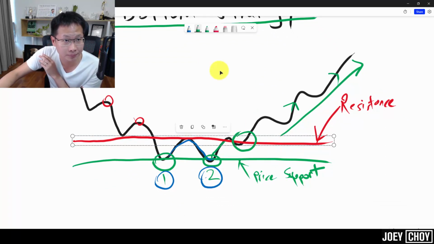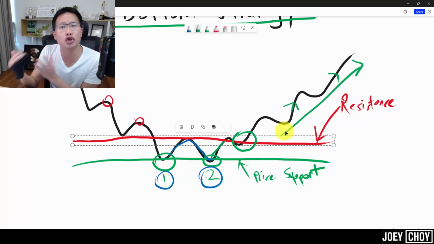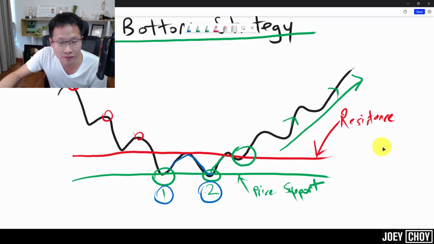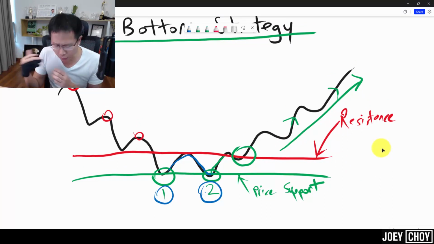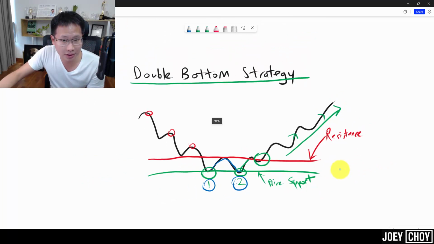Let me see if I can turn this to green. Oh, okay, cannot. So this is what we call a new support level, and if prices were to stay above it, great. That is where a potential trend reversal is in place. So this is what we call a double bottom strategy. Essentially, how it looks would be something like this. Let me just draw it for you a little bit clearer.